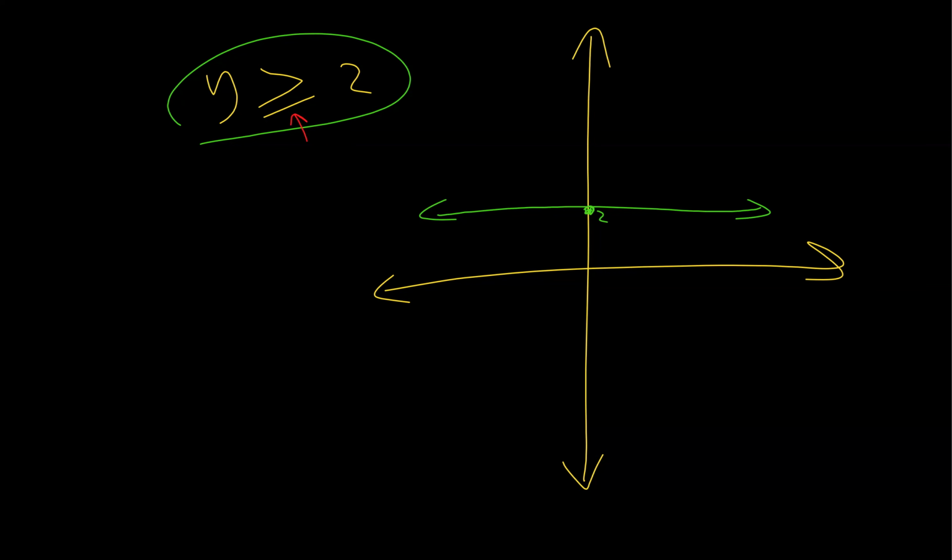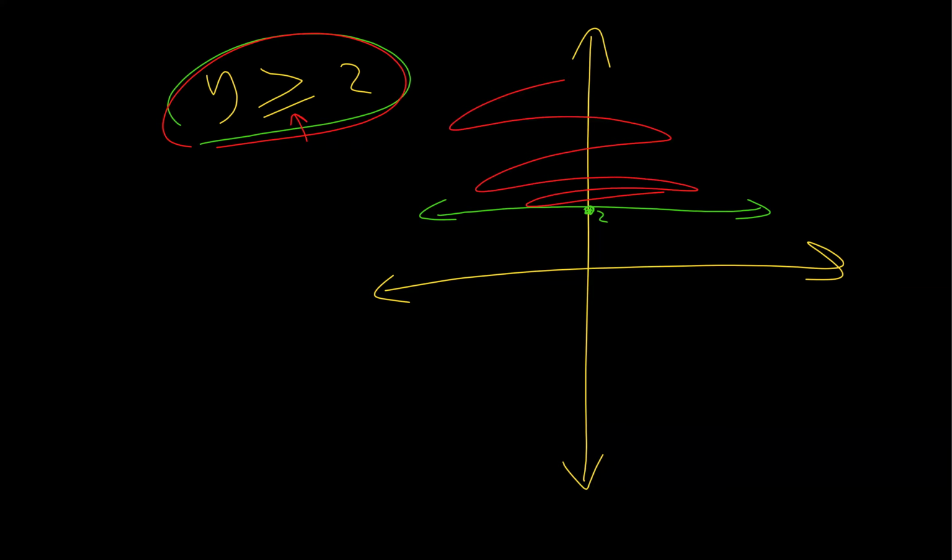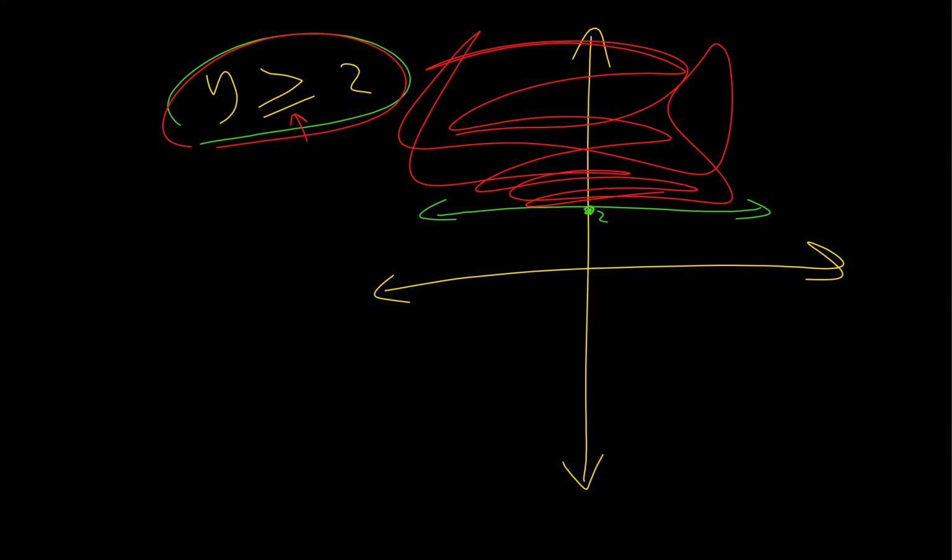Now, when I tell you y is greater than or equal to 2, I'm talking about the values of y that are above the 2. So I'm talking about all these values of y. That means you shade this place. In this case, y is greater than or equal to 2.